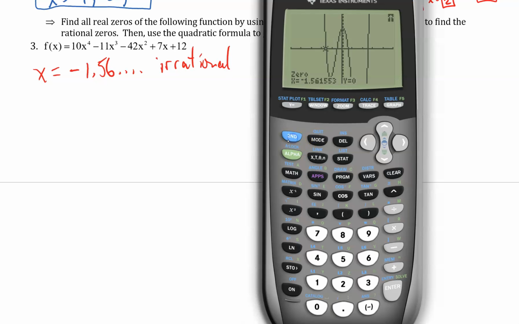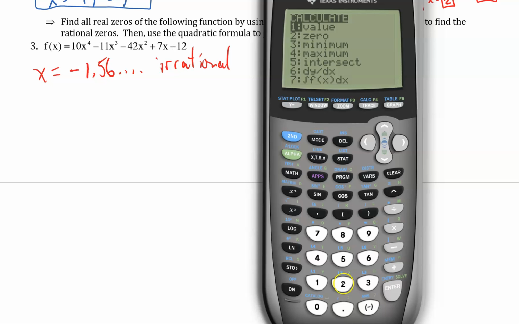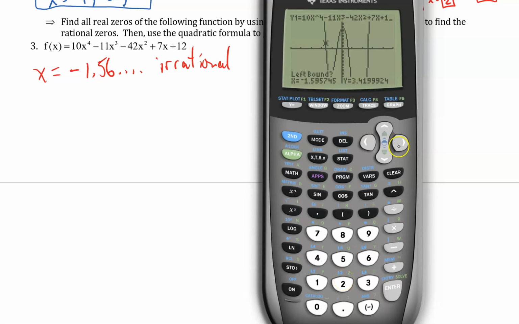Moving forward and rightward, I'm going to find the next 0. So I'm going to move my cursor over to where it's to the left of that 0. Tell it that is my left bound. I'm going to move it to the right of that 0. Tell it that's my right bound and ask it to solve.